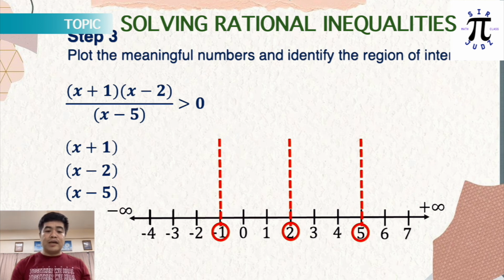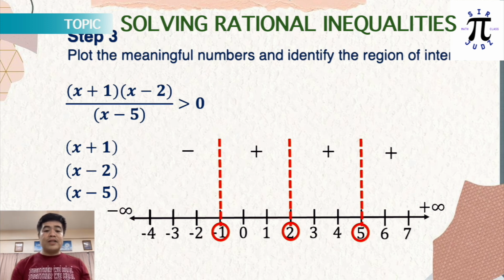Yung -1, nakita niyo yung -1 na meaningful number. Ang nasa left niyan will be negative. Align, horizontal, sa factor natin na x plus 1. Dyan result in negative. And then, yung nasa right naman niya, every region dyan magpa-positive. Positive, positive, positive. Bakit? Okay, because if we're going to choose whatever number, like for example, anong number nasa left ng -1? Let's try -2.